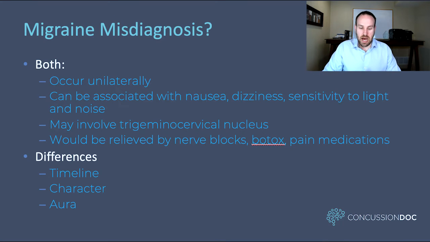So, migraine misdiagnosis, I'm just going to go through this really quickly. Like I said, migraine versus cervicogenic, both can occur unilaterally. Both are associated with nauseousness, dizziness, and sensitivity to light and noise. Both can be triggered by the trigeminal cervical nucleus, which is that upper part of the brainstem. And both could be relieved by nerve blocks, Botox, or pain medications.